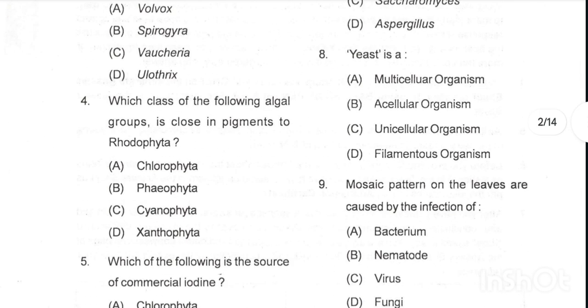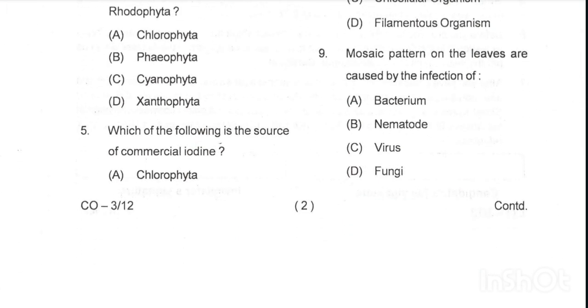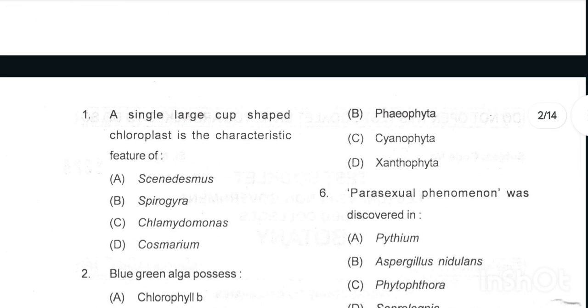Then the next question is question number 4. Which class of the algal group is close in pigments to Rhodophyta? So Rhodophyta have similar pigment with Cyanophyta. So here the right answer is option C. Then which of the following is the source of commercial iodine? Option A chlorophyta, option B phaeophyta, option C cyanophyta, option D xanthophyta. So generally the iodine is obtained from the Laminaria, which is a brown algae or phaeophyta.